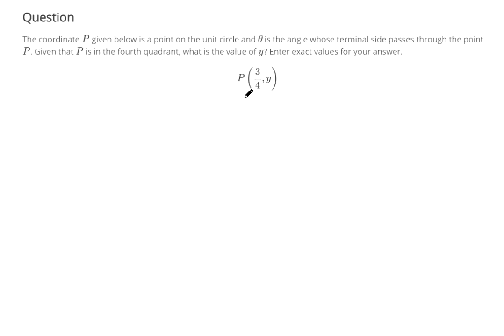Okay, so we're given a point. 3/4 is on the x-axis. So here's 1, so 3/4 is somewhere right here. And we don't know the y value, but we're told that point P is in the 4th quadrant, so we know it's somewhere down here. We can at least make a rough sketch.